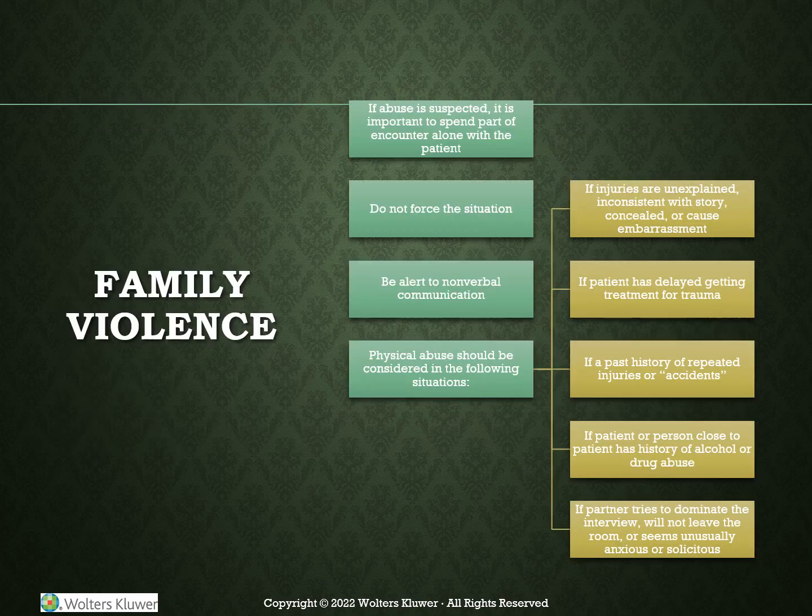The following indicators should be considered when family violence is suspected. When abuse is suspected, it may be important to privately assess the patient. Be sure to be alert to both verbal and nonverbal communication. Physical abuse should be considered in the following situations: unexplained inconsistent injuries, delayed treatments, repeated injuries, history of alcohol or drug abuse. Also be vigilant to partners who may try to dominate the conversation and potentially refuse to leave or portray anxious behaviors.